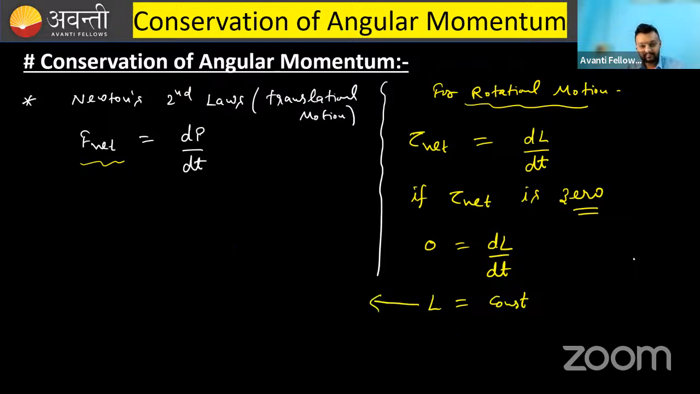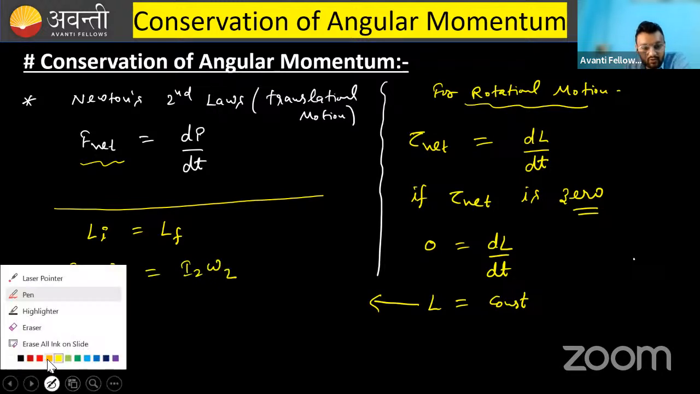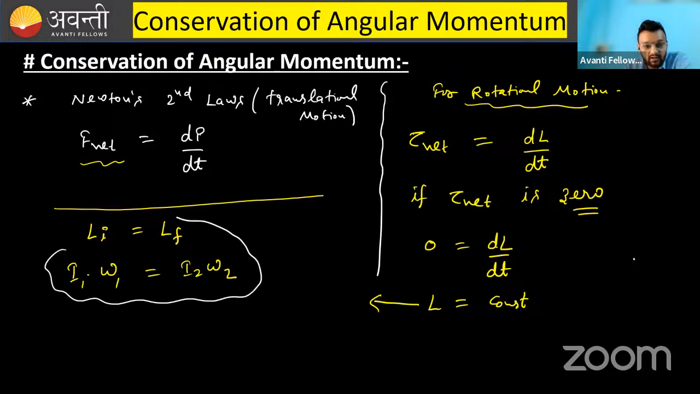And if L is constant, can you say that L initial is equal to L final? If L initial is equal to L final, then again we can conclude that L is I into omega. So I1 omega1 is equal to I2 omega2. This is our golden relation. It applies when net torque is 0. Angular momentum of a system remains conserved when net external torque is 0.